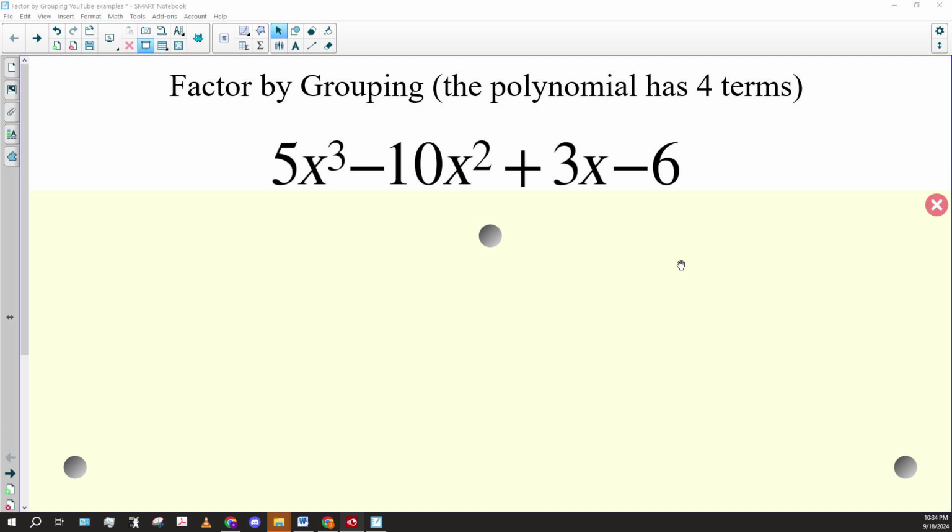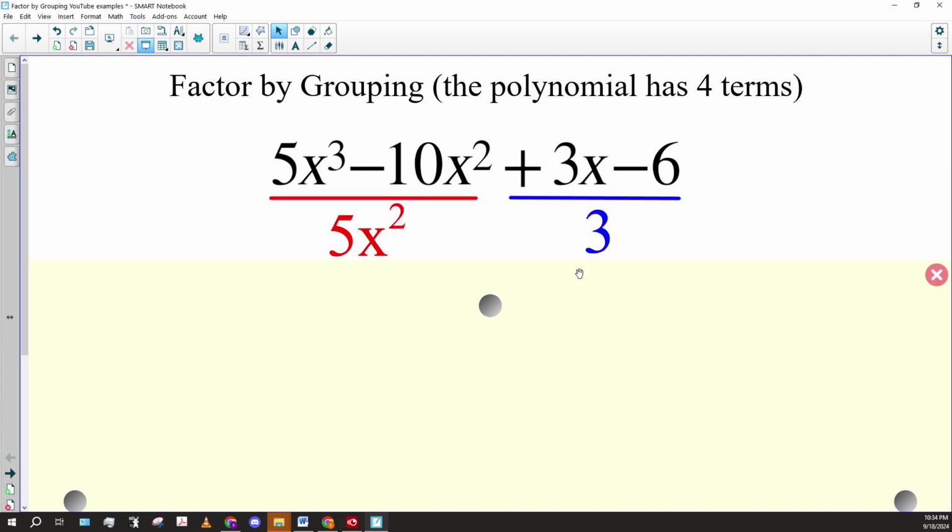In this video, we're going to look at factor by grouping. You might have factor by grouping if the polynomial has four terms. The way you'll decide if it does is you're going to group the first two terms together, and you're going to group the last two terms together, and that's the grouping part. And what you're going to do with those is find their greatest common factor.